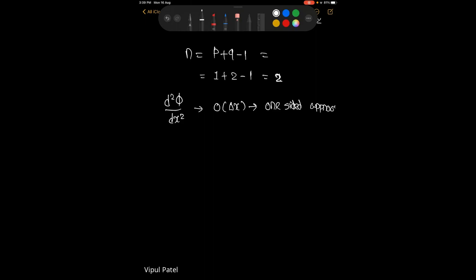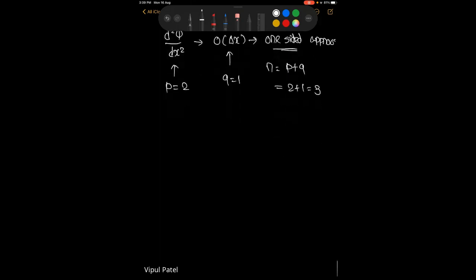Now you can easily see that for this particular equation your p is equal to 2, here your q is equal to 1, right? So n is equal to p plus q because we are talking about one-sided approach. So you need at least three nodes to express this particular formulation, right? And that is what we have already defined a few minutes ago, right?